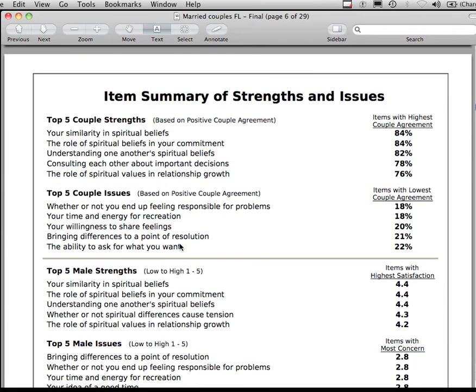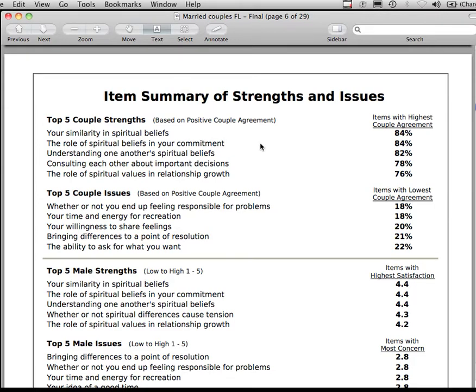Now, as we keep going forward, you see some summary pages. We've talked about the typology, we've talked about the general topics. Now you're getting into some of the actual items. Of all the statements in the checkup, where were the statements where there was the most agreement?